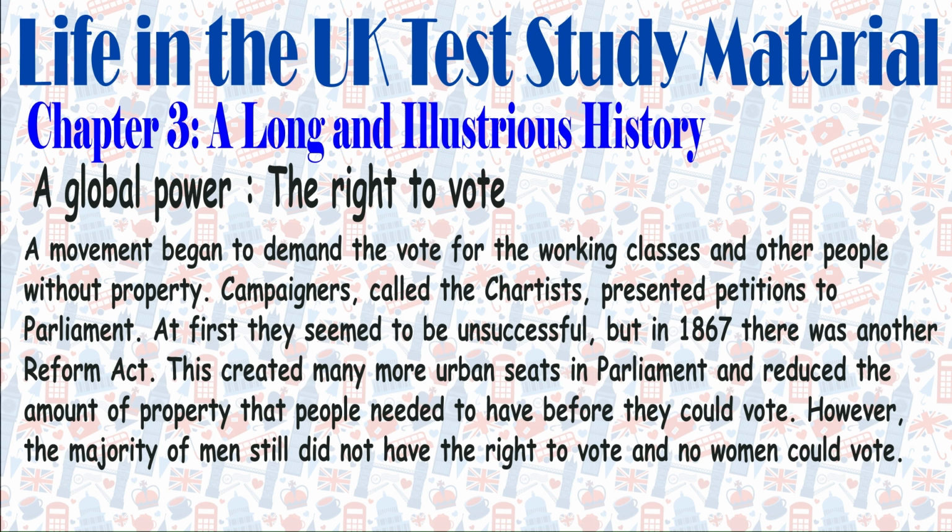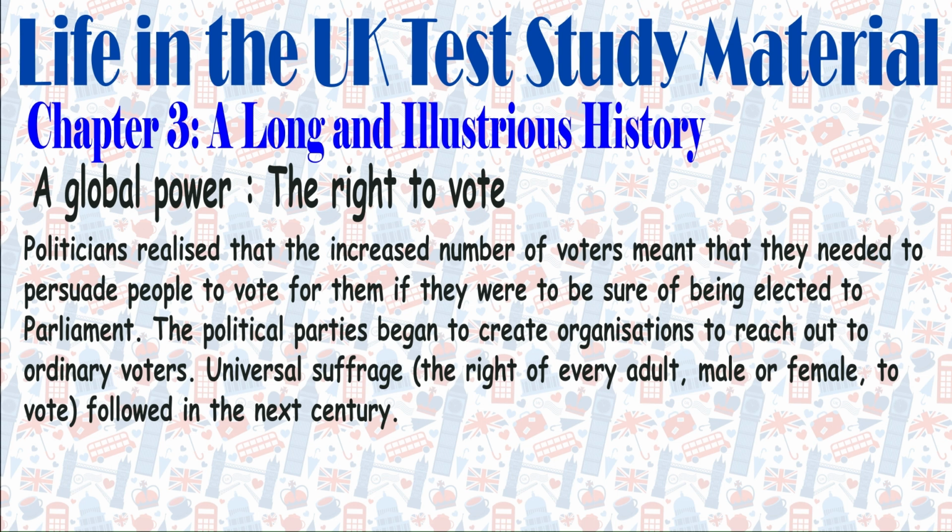At first they seemed to be unsuccessful, but in 1867 there was another Reform Act. This created many more urban seats in Parliament and reduced the amount of property that people needed to have before they could vote. However, the majority of men still did not have the right to vote and no women could vote. Politicians realized that the increased number of voters meant that they needed to persuade people to vote for them if they were to be sure of being elected to Parliament.